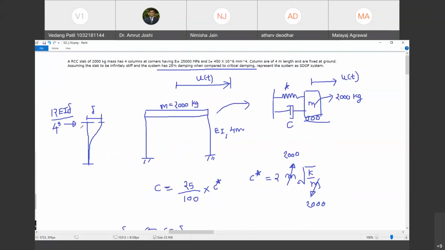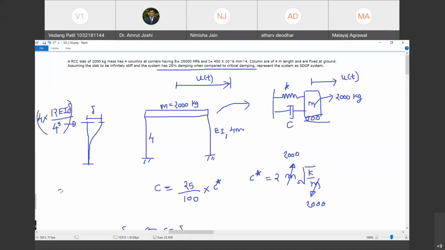So that means, to displace one column by delta amount, how much force do I have to apply? 12 EI delta upon 4 cube, because length of this column is 4. Are you with me? Yes, sir. तो ऐसे 4 कॉलम्स को मुझे डिस्प्लेस, क्योंकि स्लैब is resting on 4 columns. For slab to move by delta, all the 4 columns must move by delta. Do you agree with me? Yes. So what is the total force that I need to apply? 4 times 12 EI delta upon 4 cube. Do you agree with me?